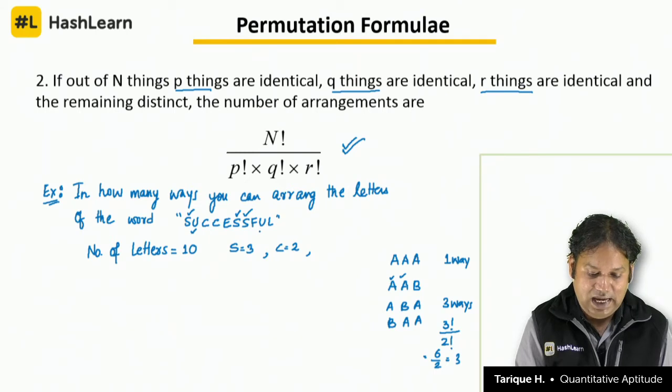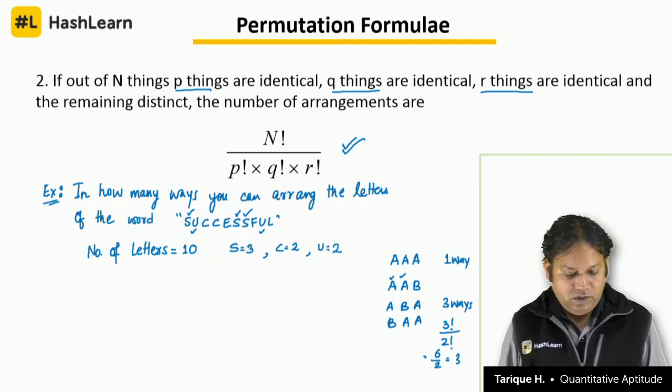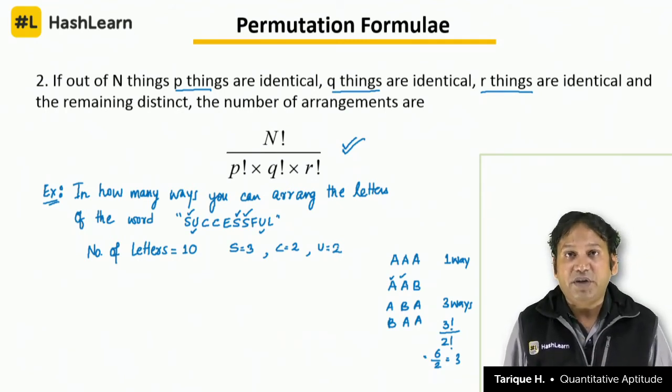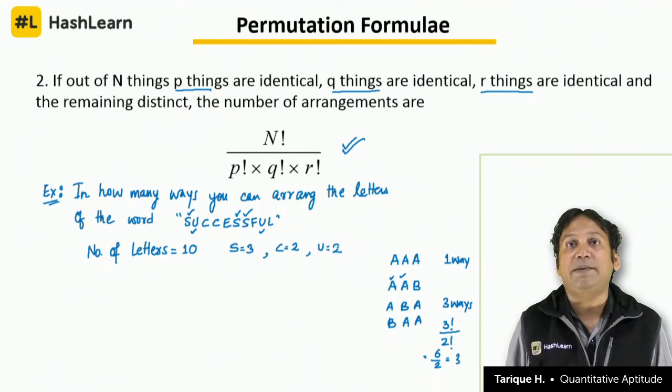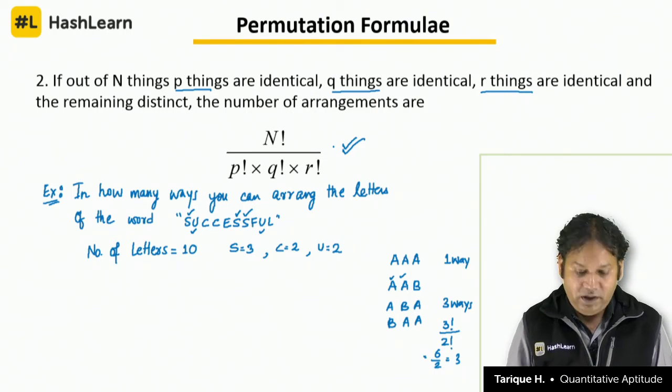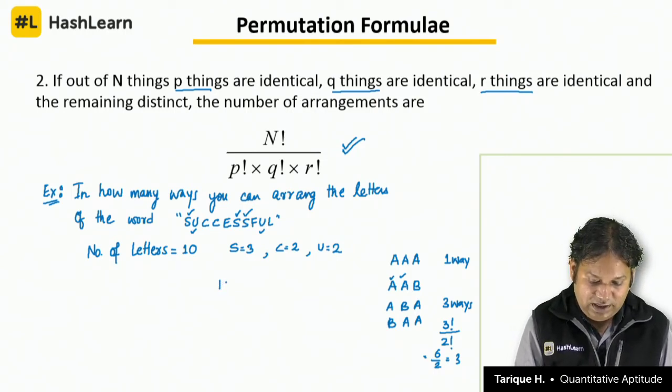U is here and here. So, U is repeating 2 times. So, we have number of letters equals 10, S repeats 3 times, C repeats 2 times and U repeats 2 times. So, what will be the answer? Using the formula given above, we can say n factorial, that is 10 factorial divided by 3 factorial into 2 factorial into 2 factorial.